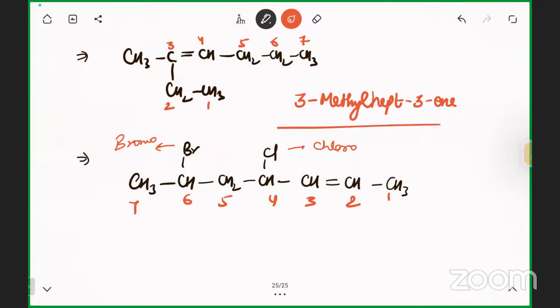Okay. So in alphabetical order, since Br comes first, we write 6, along with the position, 6 bromo, then dash. On the fourth position, we have Cl. The first letter now will be small, just because the first letter of bromo is capital. 4 chloro. Next we have 7 carbon, then hept. Then on the second position we have double bond, and then ene. That is called 6 bromo 4 chloro hept 2 ene. Clear?